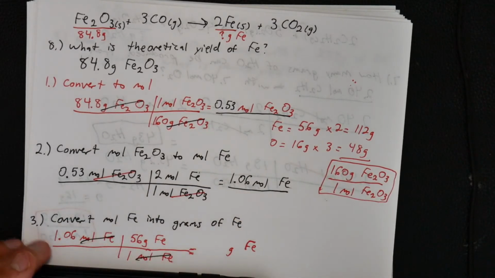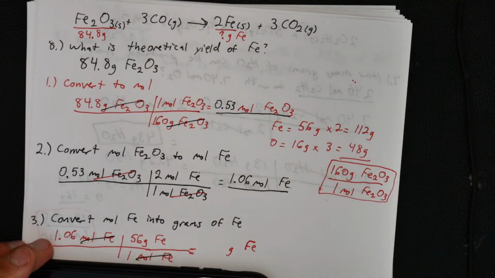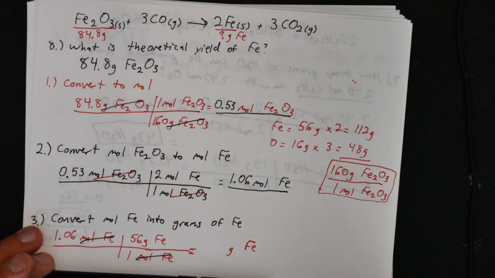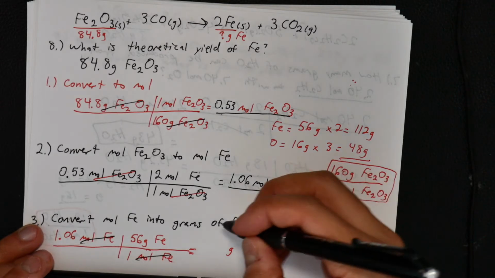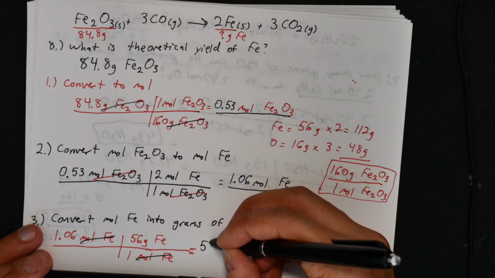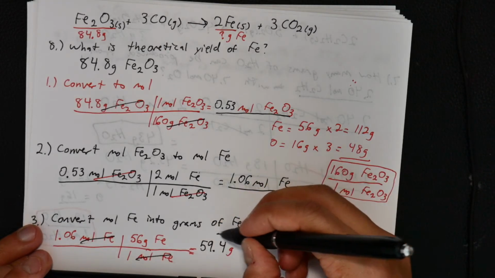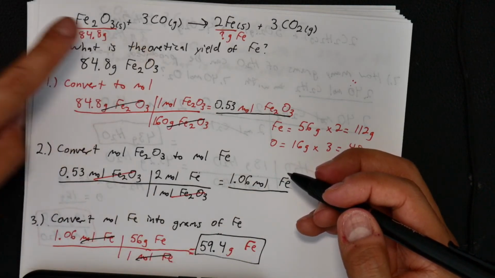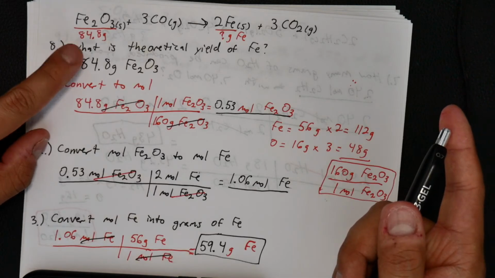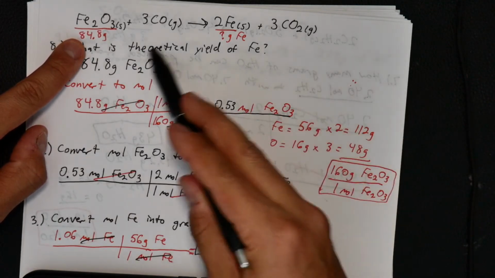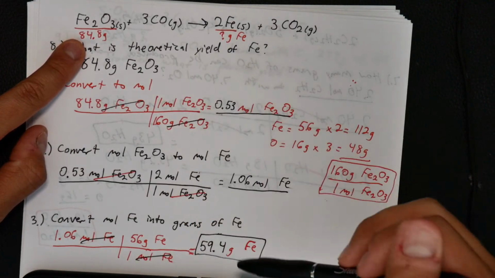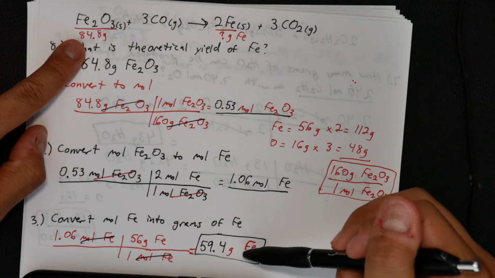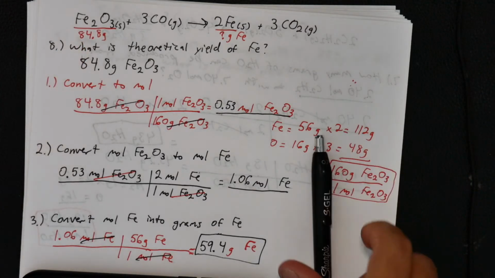We're going to take 1.06 times 56 equals 59.36, and it does say to round to 3 significant figures, so we'll say 59.4 grams of iron. That is the theoretical yield. So if we are starting with 84.8 grams of this material, theoretically, based on calculations, this is the amount of iron that we should be able to make, 59.4 grams.